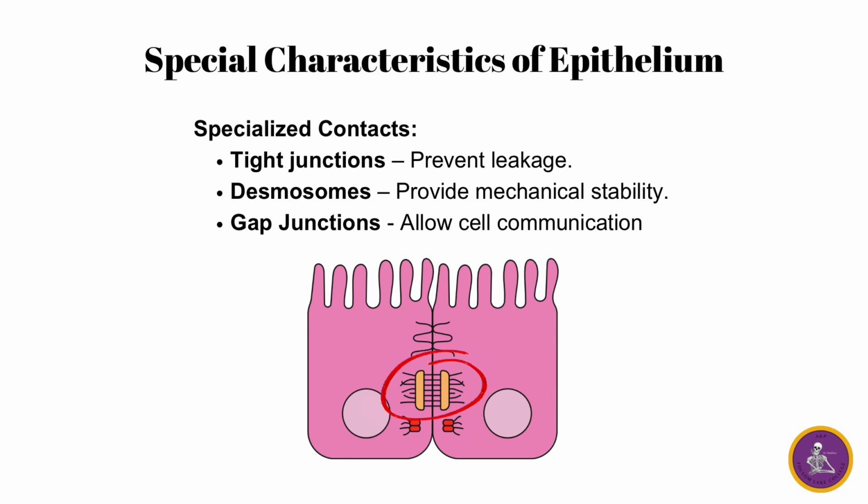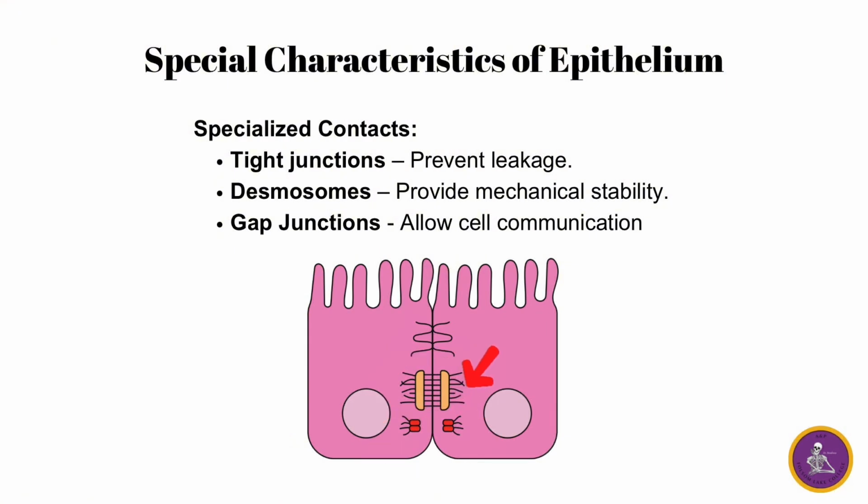Desmosomes act like molecular rivets, anchoring cells to each other and providing mechanical strength. You'll find these junctions in areas subject to stretching and friction, such as the skin and cardiac muscle. They allow the tissue to remain intact even under physical stress.